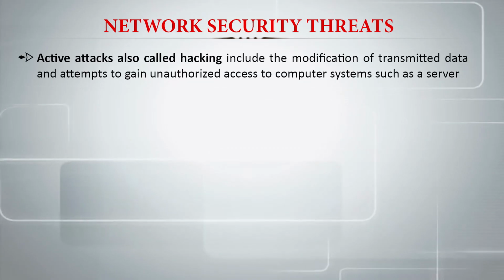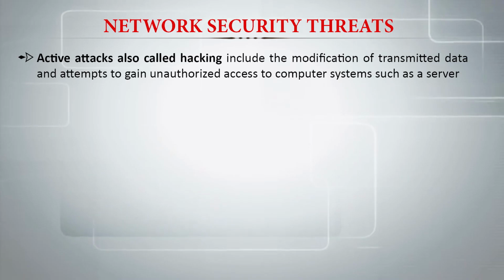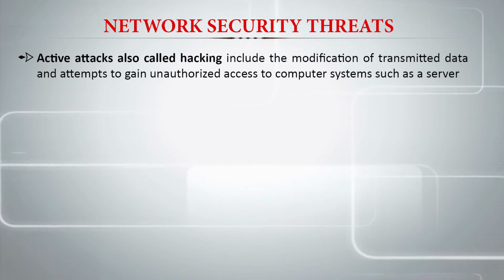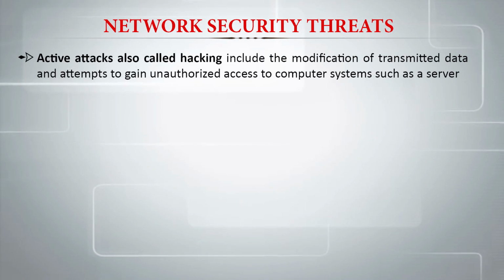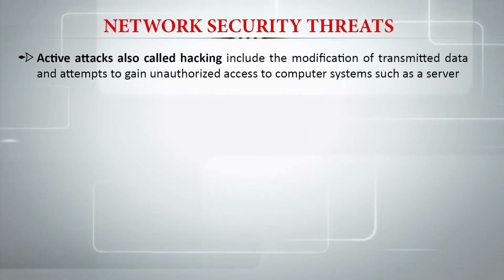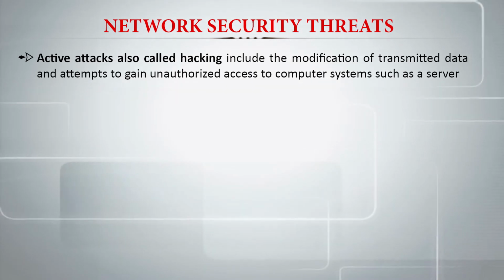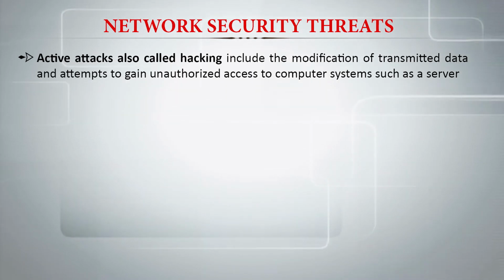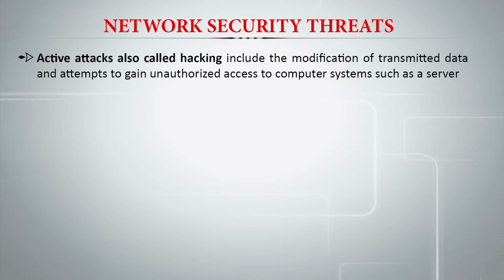Network security threats: active attacks. We talked about two types of attack, active attacks and passive attacks. Passive attacks are more about listening: what kind of traffic is going on, which ports are being used quite often. Active attacks, also called hacking, include modification of transmitted data and attempts to gain unauthorized access to a computer system such as a server. So one should be more concerned about active attacks.